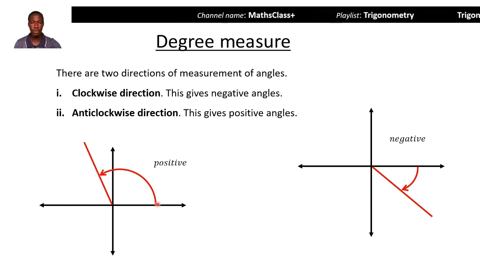If that happens, we obtain a positive angle. On the other hand, if we measure in clockwise direction, the angle we obtain is a negative angle. But what is more important is for us to note that our measurements start from the positive x-axis, and the direction may be clockwise or anti-clockwise, but preferably anti-clockwise, as in the first diagram here.